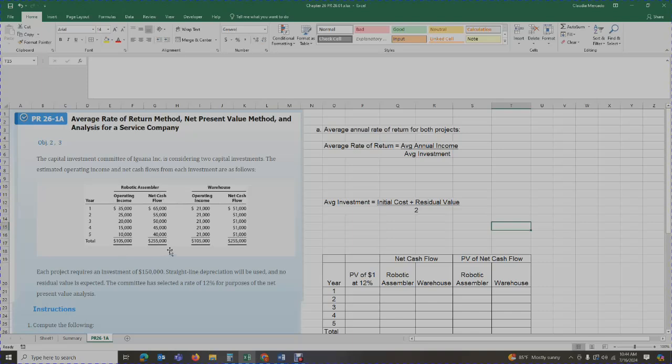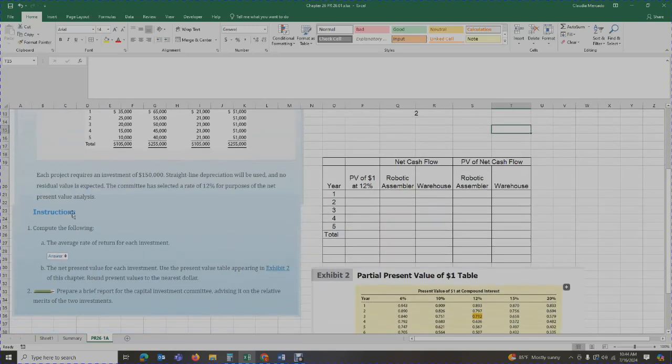Now, having that data, now we have to analyze the information. Okay, each project requires an investment of $150,000. Straight line depreciation is being used and no residual value is expected. The committee has selected a rate of 12% for purposes of the net present value analysis. Instructions. We are to A, compute the average rate of return for each investment.